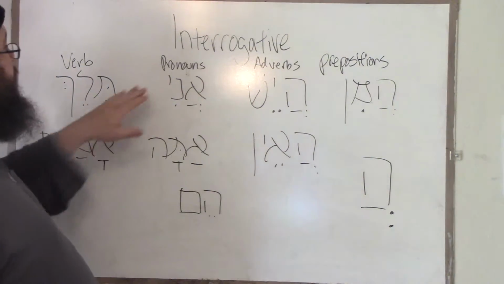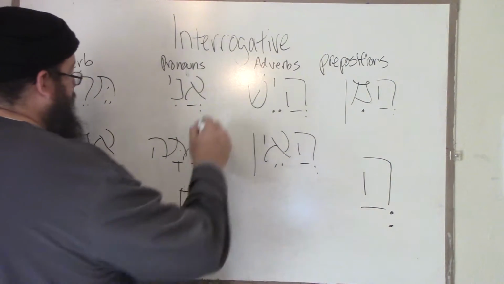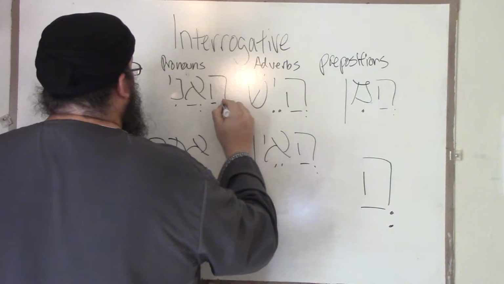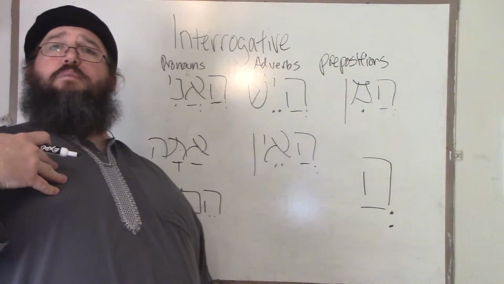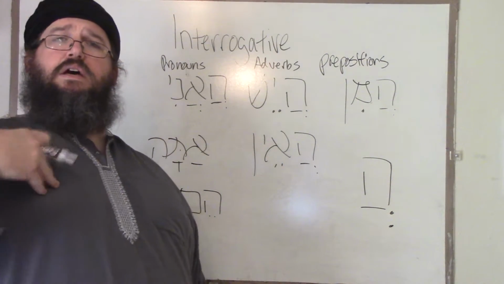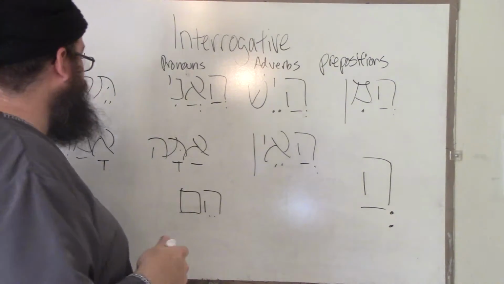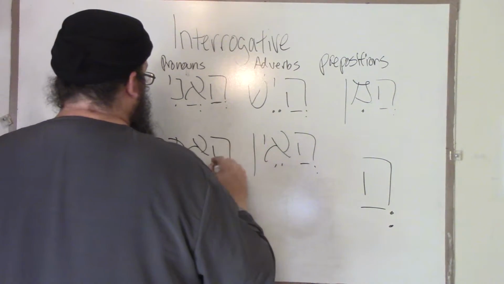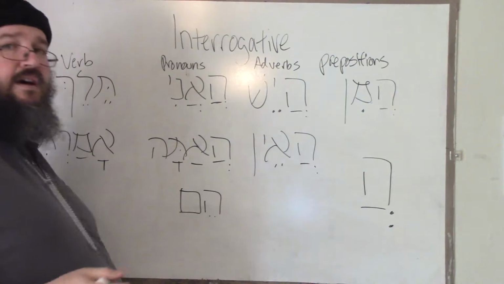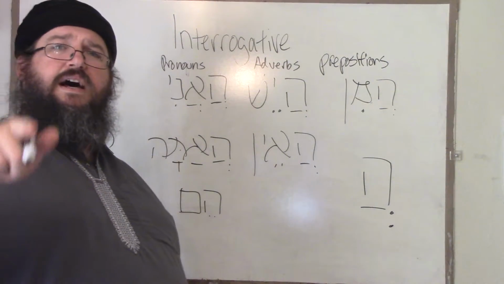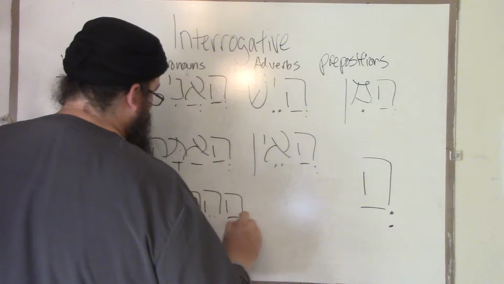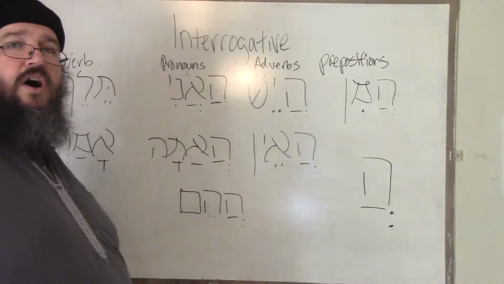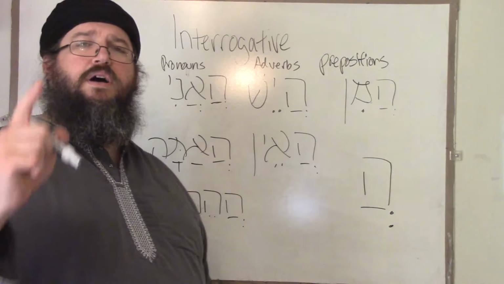Okay? Now we've got pronouns. For example, if I put ha'ani, I'm asking a question: am I? Ha'ani. Ha'ata. Are you? Ha'ata. Ha'hem. Are they? Ha'hem.